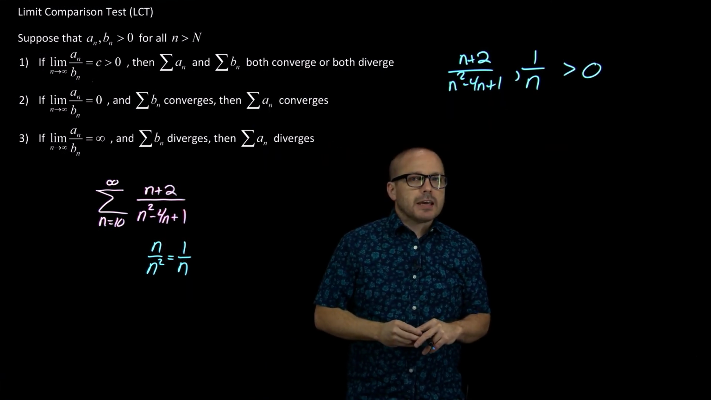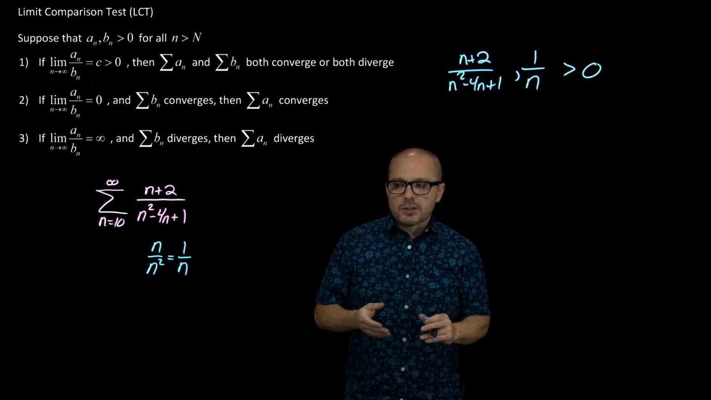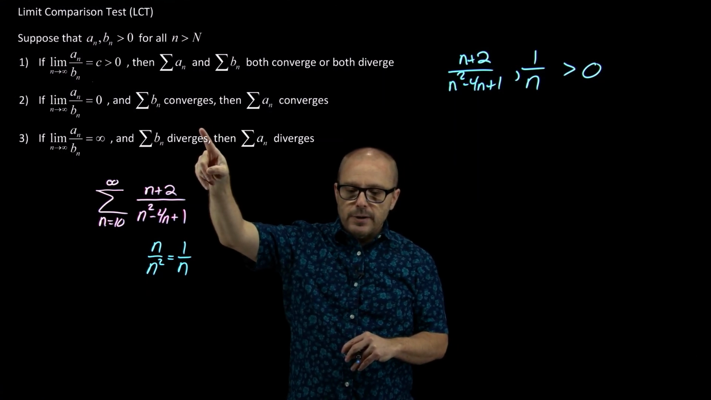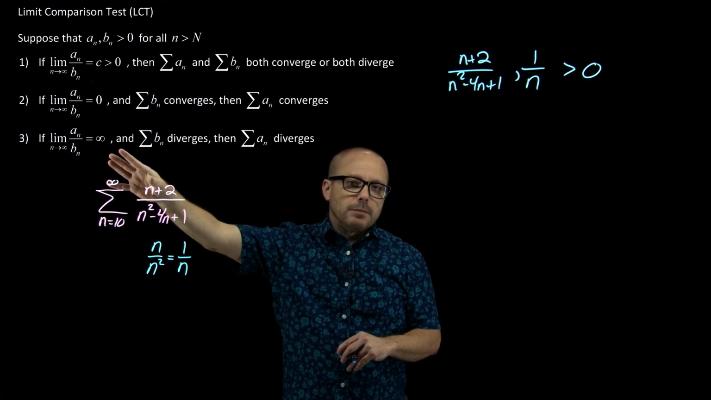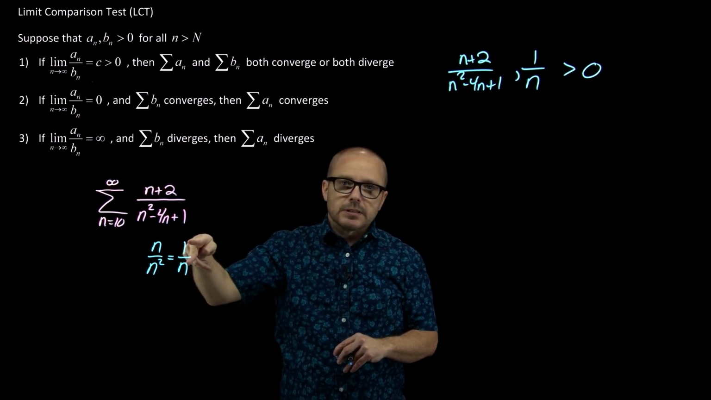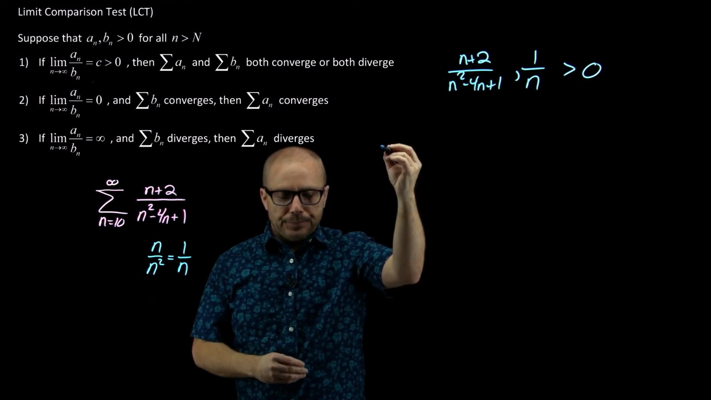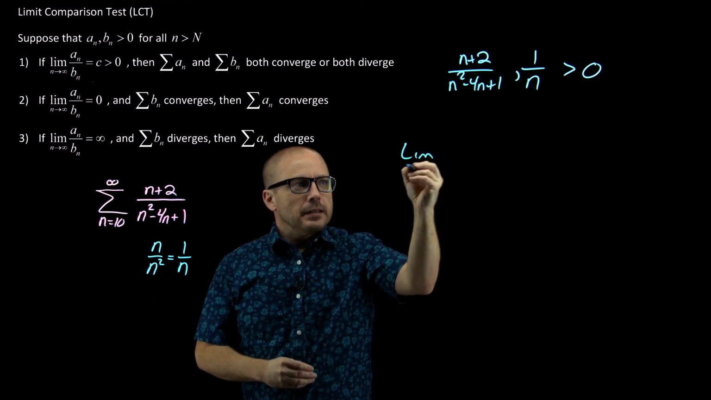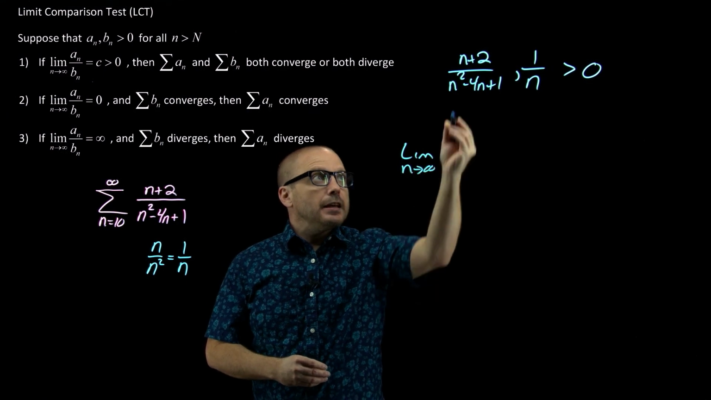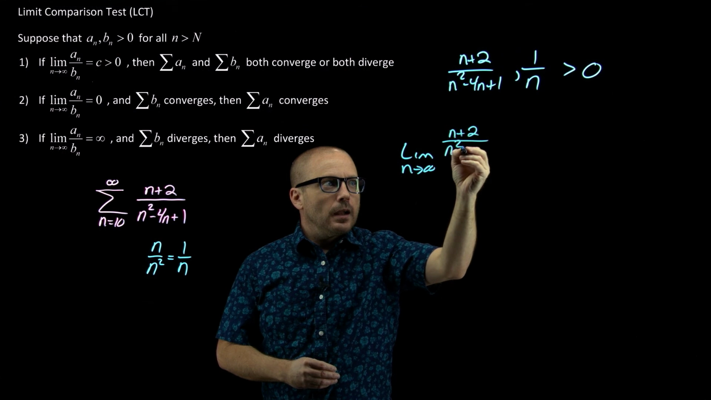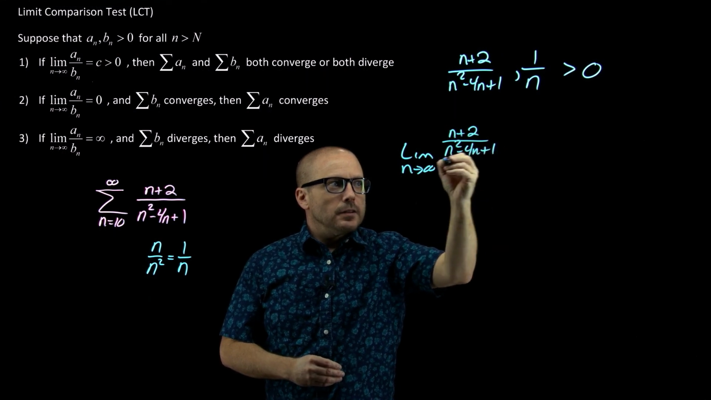And then we want to look at the limit of their ratio. And remember, just in case we fall into categories 2 or 3, you want the bottom one to be the one that you know the behavior of. So in this case, that p-series should be on the bottom. So let's take that limit. The limit as n goes to infinity of our unknown over our known.